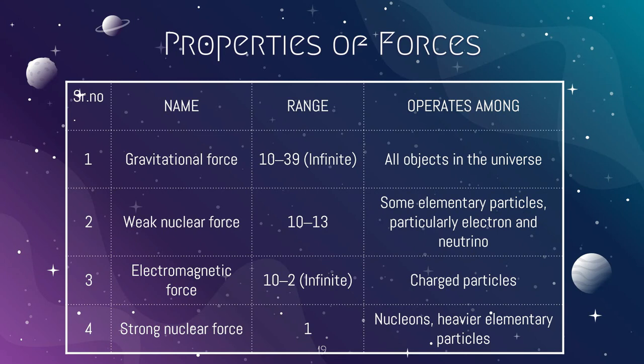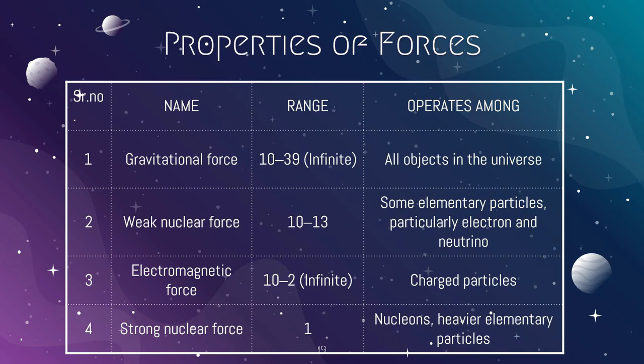First is gravitational force. The range of gravitational force is 10 raised to power minus 39, or you can say infinite, and it works on all the objects in the universe. And the second is weak nuclear force. Its range is 10 raised to minus 13, and it works on some elementary particles, particularly on electrons and neutrino.